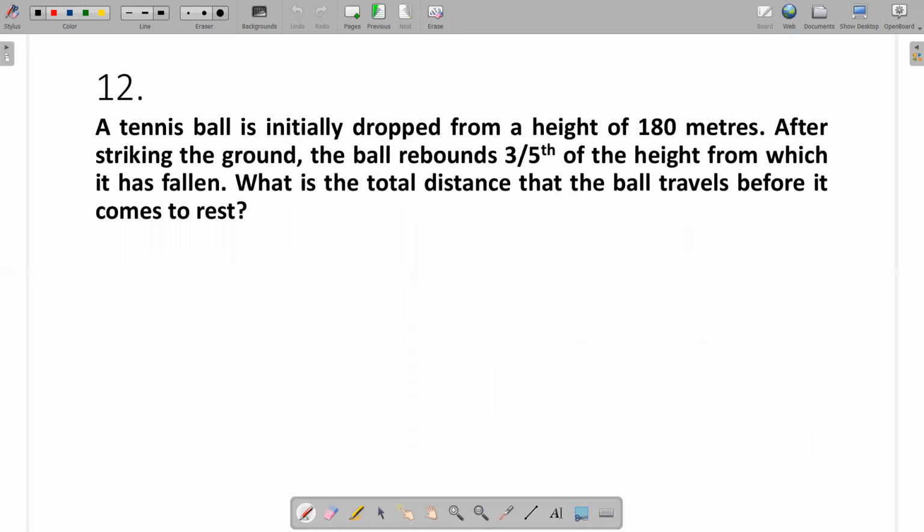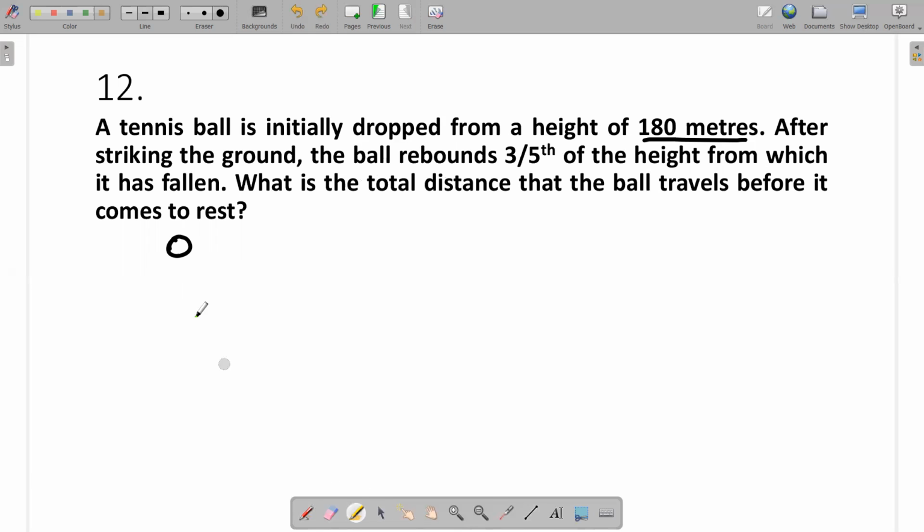And here we go, the final question, the 12th question. Read the question carefully. We can see that a tennis ball is initially dropped from a height of 180 meters. As you can see, from this height, 180 meters, the tennis ball is dropped.